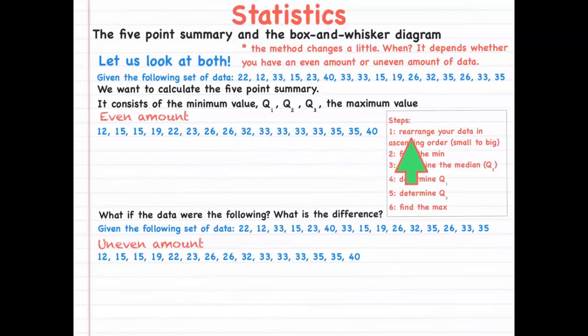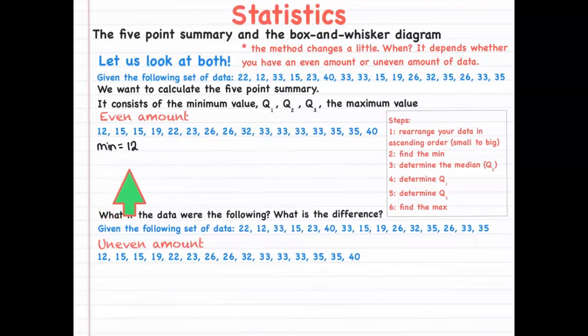Now, the first thing that we need to do is to rearrange our data in ascending order. That means from small to big. So I take all of these numbers and I rearrange them from the smallest number to the biggest one. And remember, when there's two of the same number, we put them right next to one another. Okay, great. Now we can start. The minimum value is very easy to find, because the minimum value is the smallest number in our data set, which will be the 12. Okay, great. So the minimum value is 12.